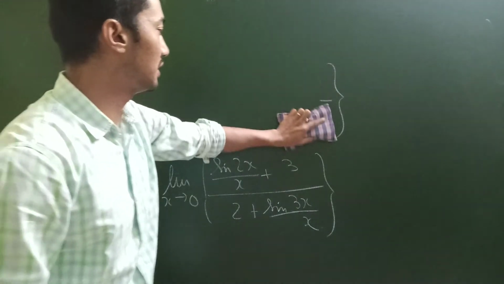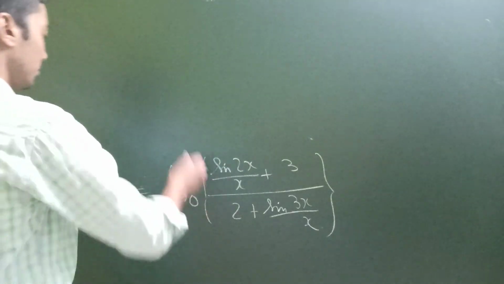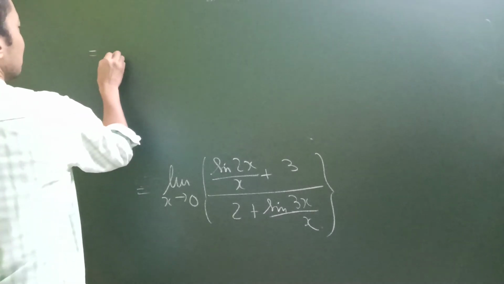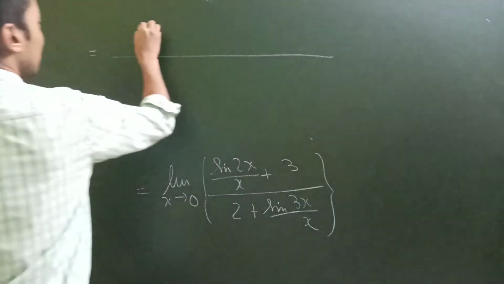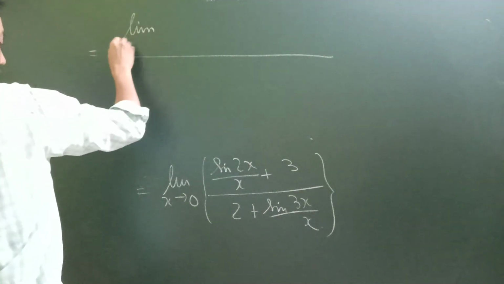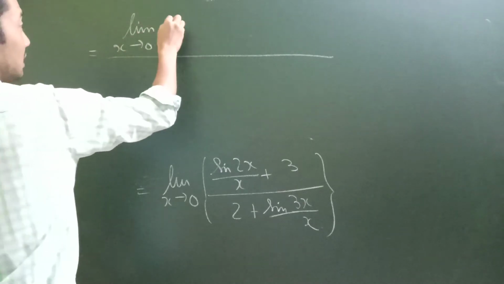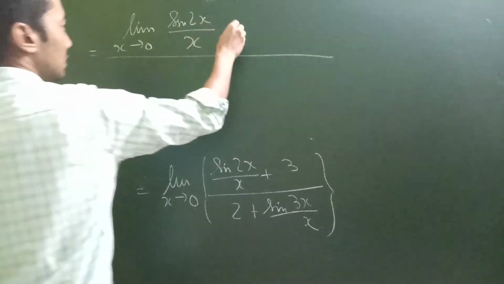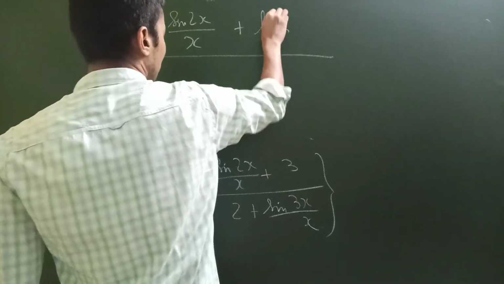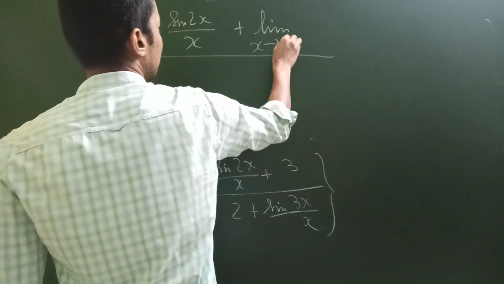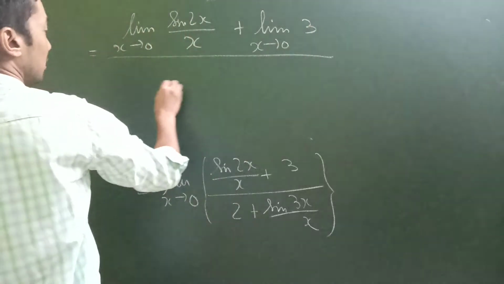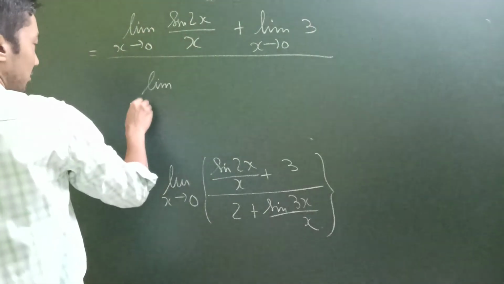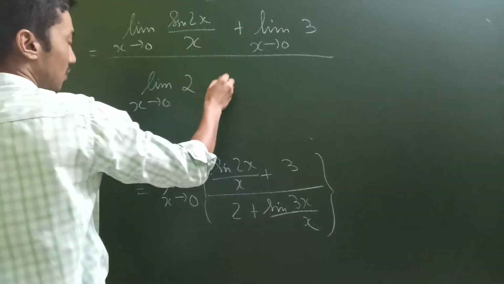Let us use the algebra of limits. That is, we will distribute the limits. Let's write down the steps as I was just telling you now. Steps are very important. Once you know the steps properly, maybe after that, you can skip some of the steps, but at least see how it is done.